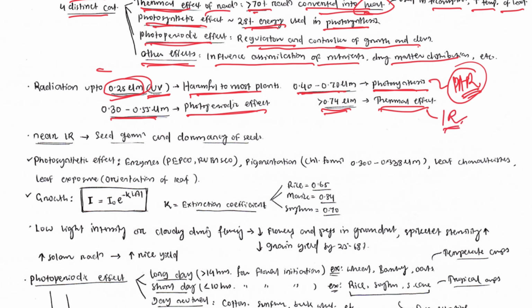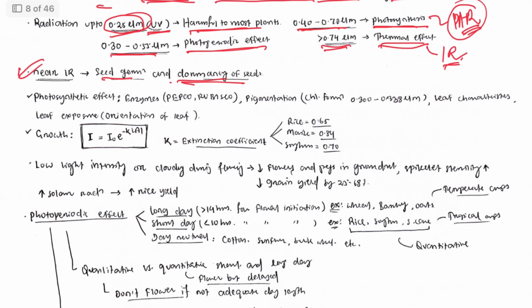Now near infrared radiation is helpful for seed germination as well as dormancy of seed. Photosynthetic effect: these are having significant effect on enzyme activity like PEP carboxylase and RuBP carboxylase. PEP carboxylase is helpful in C4 plants, and Rubisco is helpful for C3 plants for photosynthesis.